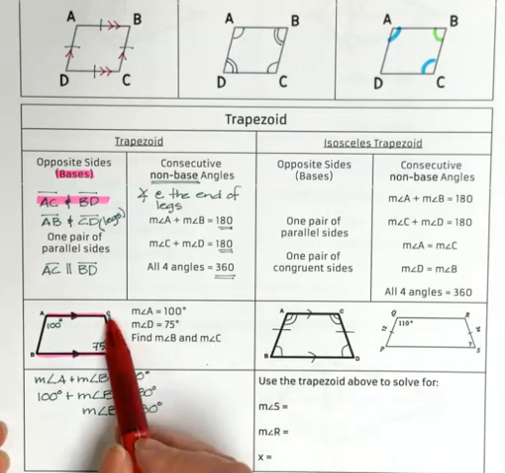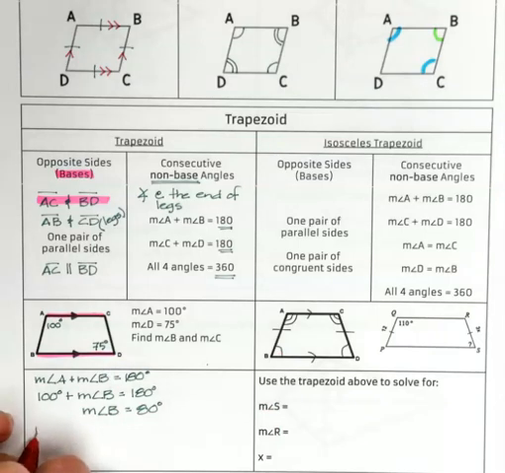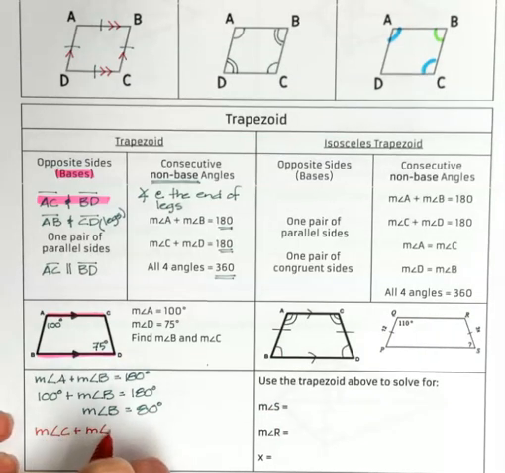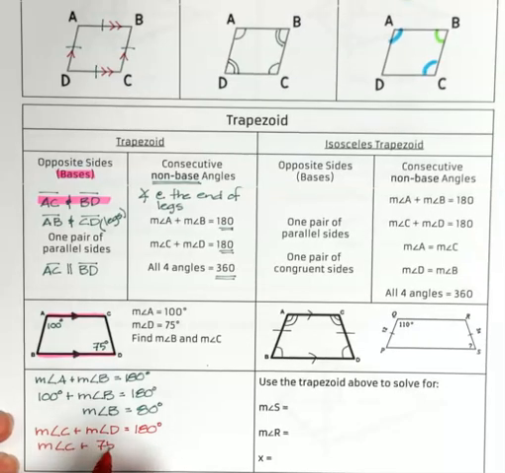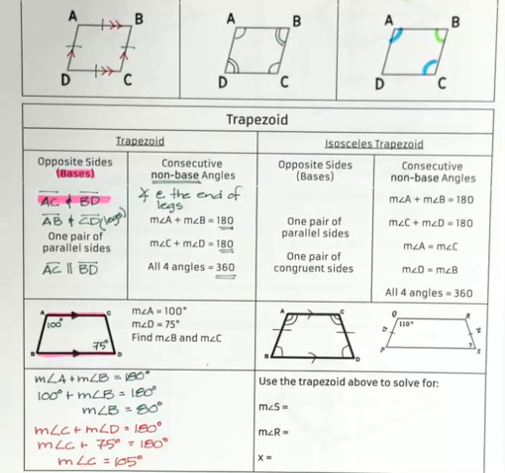Now to find C, C and D are consecutive non-base angles, so they add up also to 180 degrees. I substitute in 75 degrees for the measure of angle D, and I get the measure of angle C equals 105 degrees.